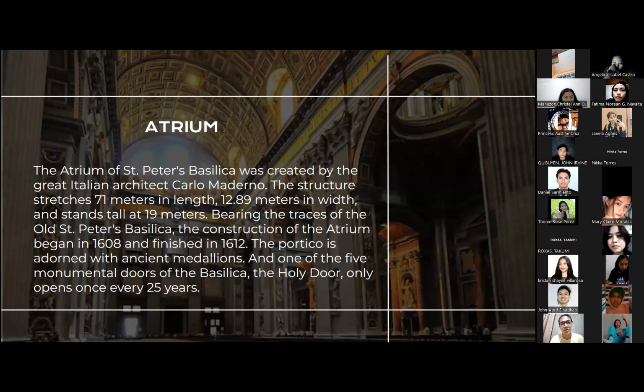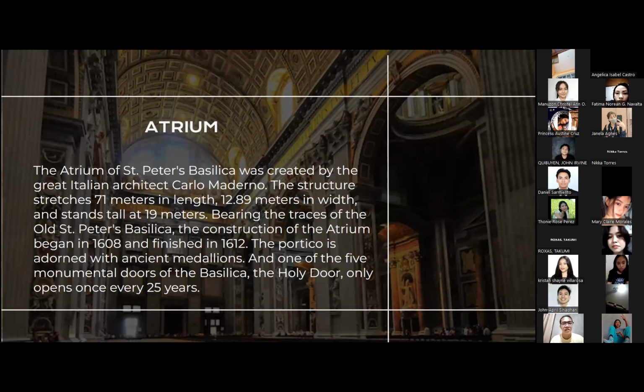So, next is atrium. Great Italian architect Carlo Moderno designed the atrium of St. Peter's Basilica. The atrium measures 71 meters in length, 12.89 meters in width, and 19 meters in height. The construction of the atrium was started in 1608 and finished in 1612. The portico of the atrium was designed with ancient medallions. So kapag po sinabi nating portico, it is the porch leading to the entrance of the building.